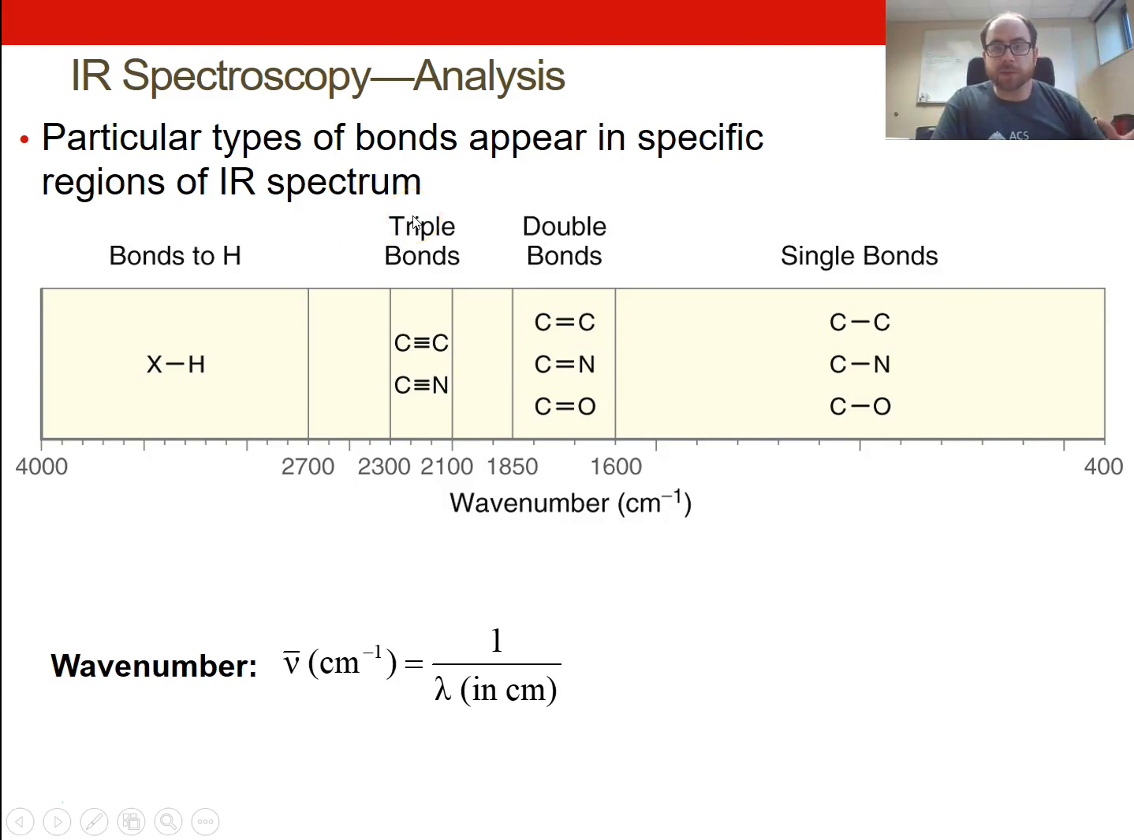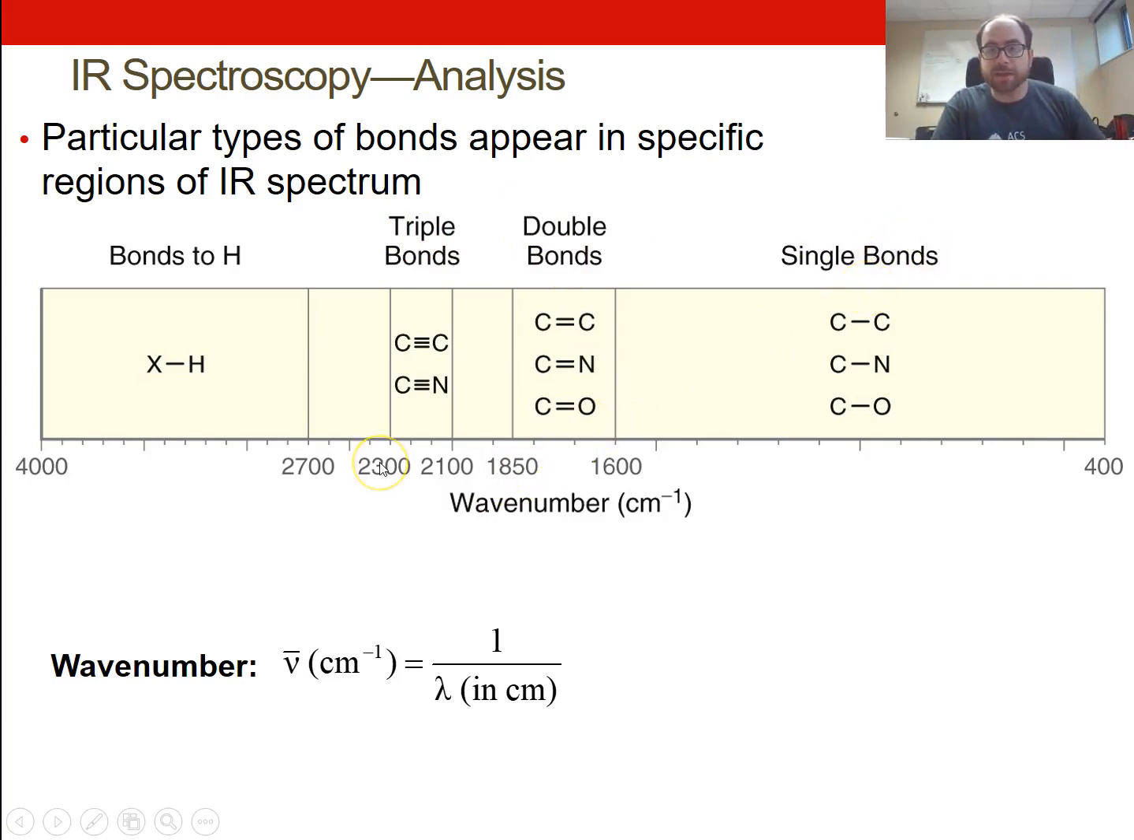So to begin with, we can break down IR spectra by taking a look at various different regions. Depending on the strength of the different bonds, we're going to see peaks in different regions of the spectrum. So again, in this video, we're going to focus mainly on bonds to hydrogen, but there are various different regions that we can identify, such as the triple bond region, the double bond region, and then the single bond region.